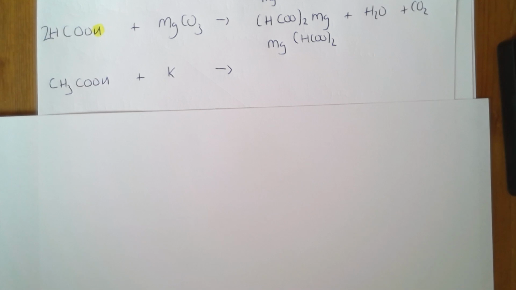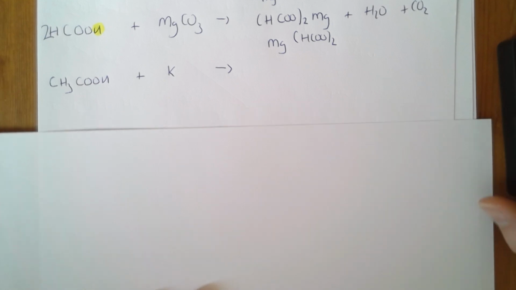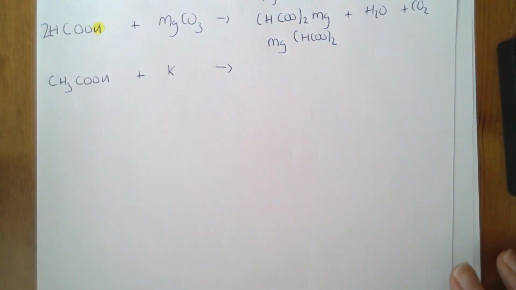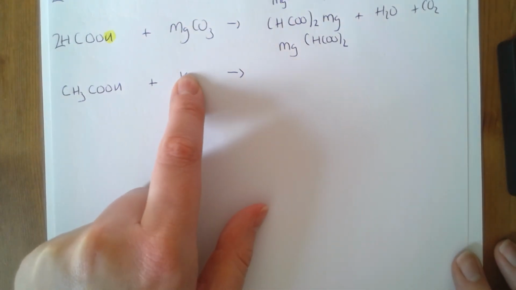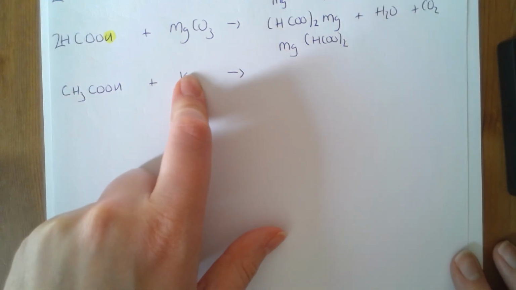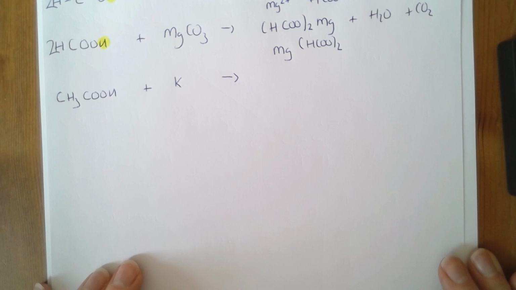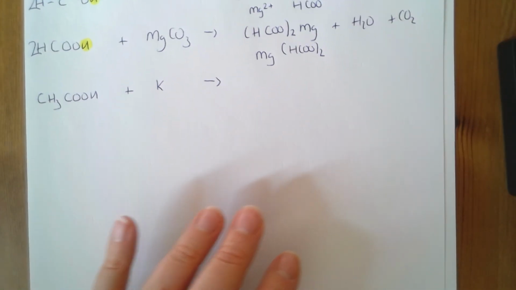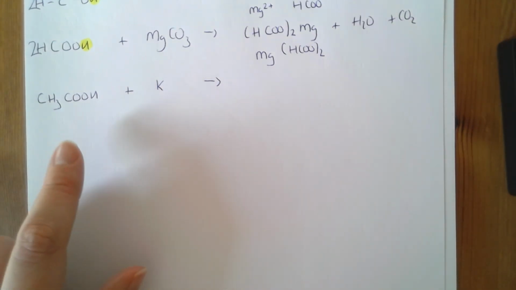You can also react acids and metals and get salt and hydrogen. So this is MASH, metal. It's just a metal, there's no oxygen, so it's not a base, so it's just a metal by itself. Reacting it with an acid, you still form a salt, but you form hydrogen instead. So the rules for forming the salt are exactly the same.